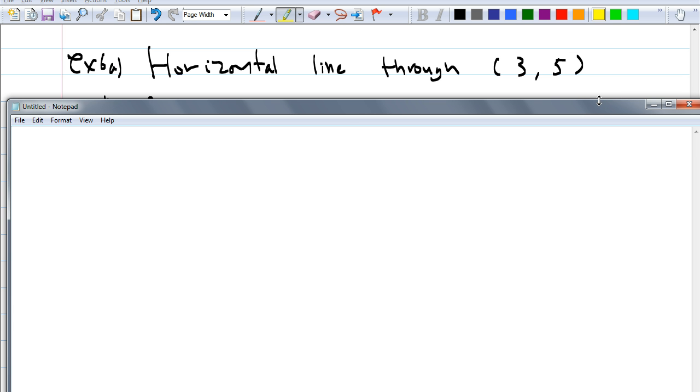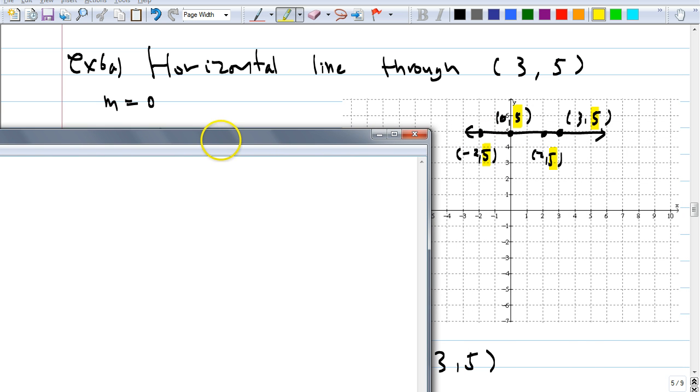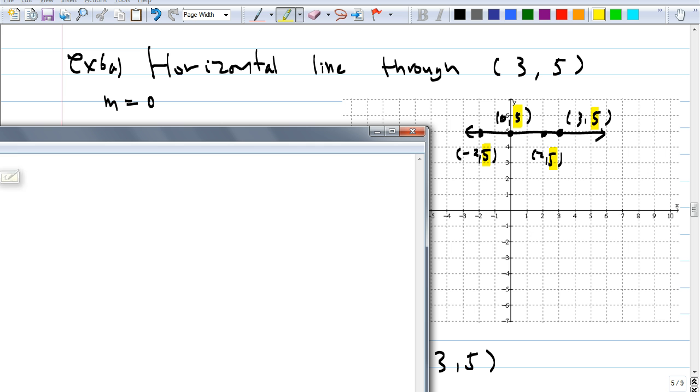So, as I went around, a lot of you had the right answer. What is the slope of a horizontal line? 0. 0 is correct. So we know the slope is 0. And I even drew this picture for you. Here is 3, 5. There's a horizontal line that goes through 3, 5. What do you notice? The slope is 0, right? So since it's 0, then what's your y-intercept?